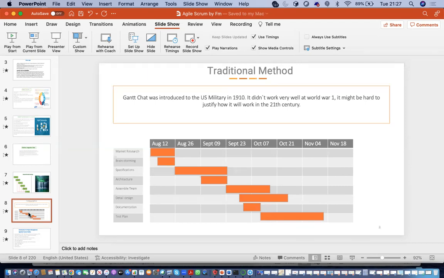What happened at World War I? Did they win the First World War? Can you all hear me? Yeah. Did they win the First World War? No, they didn't. They lost. If the Gantt chart did not work in World War I, I don't know why or how we think it's going to work in 2023.